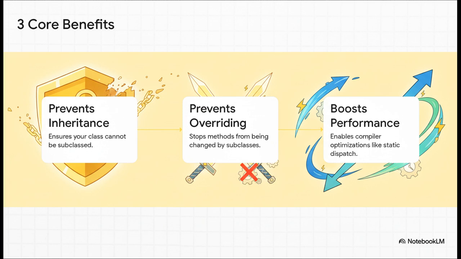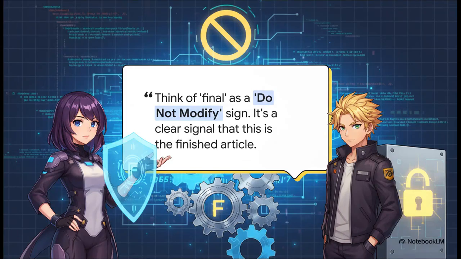So yeah, let's take a closer look at each of those. The easiest way to think about final is just like a big do not modify sign you hang on your class. It's really just a way of communicating with other developers. You're telling them, hey, this class is a complete idea. It's not a template for you to change. Its behavior is locked in, and that makes it super reliable.